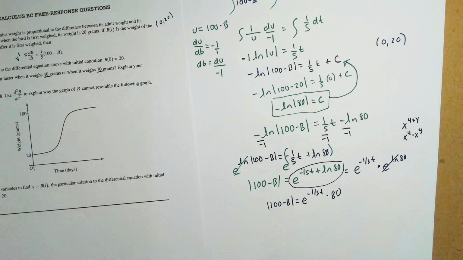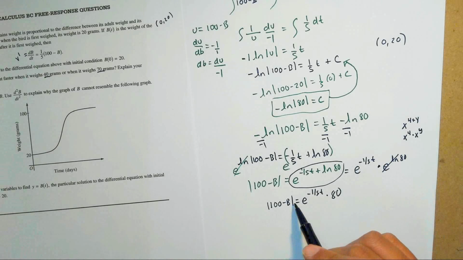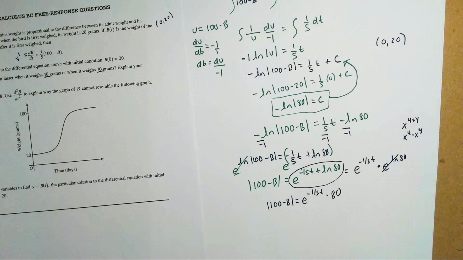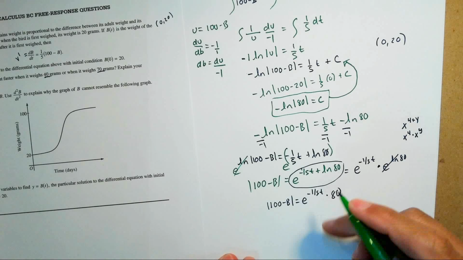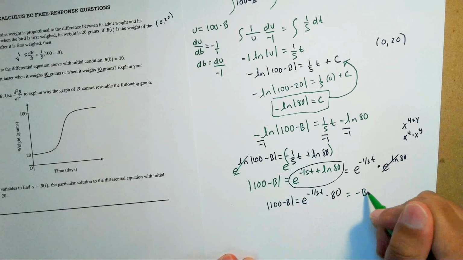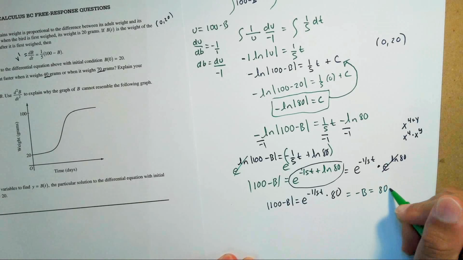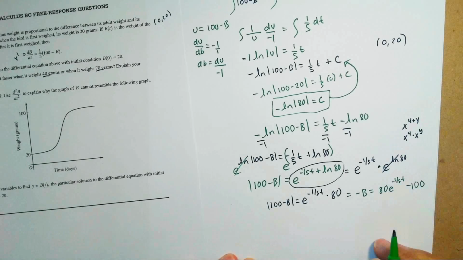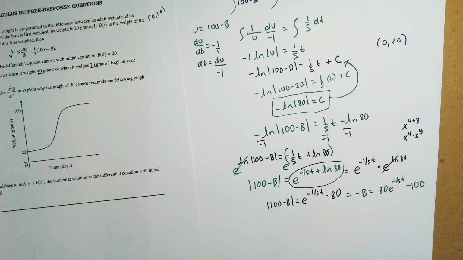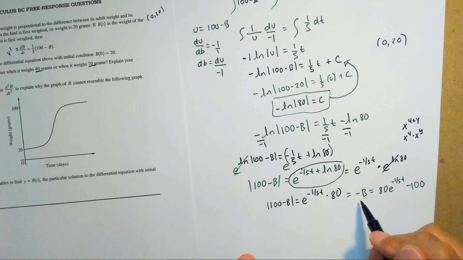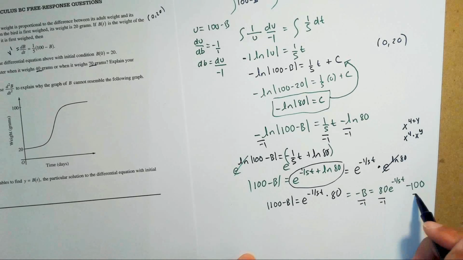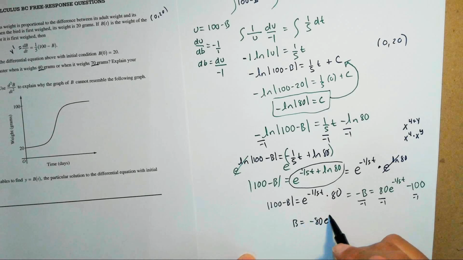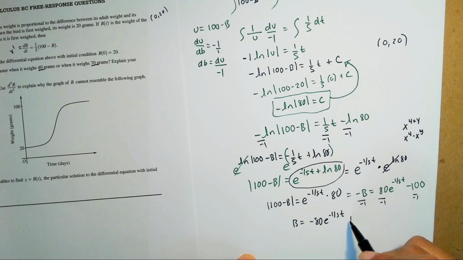Now, the last step, they always want you to assume that b is going to be a positive number. So they want you to just drop the absolute values and solve for b. Which means that if I subtract this 100, I'm going to bring it over, which leaves me with negative b is equal to 80 e to the negative 1/5 t minus 100. And my last step is I have to get rid of this negative. Well, how do I get rid of it? Divide by negative 1, and I'm going to get b is equal to negative 80 e to the negative 1/5 t plus 100.